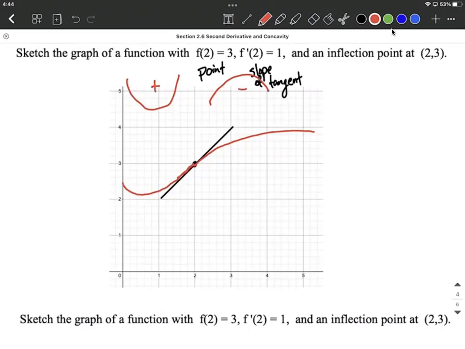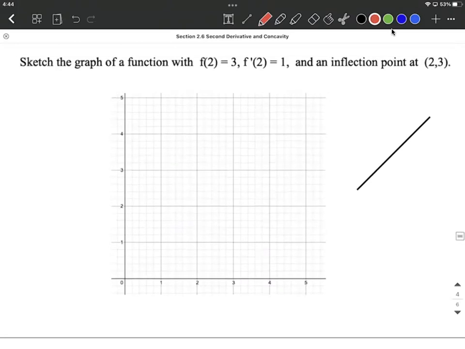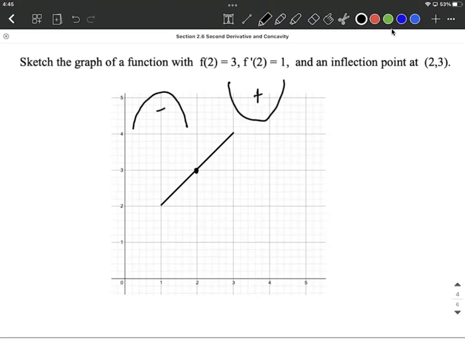However, nothing told us that the concavity was concave up and switched to concave down. So let's use that same information but switch it around. So I'm going to put that point 2, 3 on here. It's going to help out if I go ahead and sketch in the slope of the tangent line. But this time, instead of going concave up to concave down, I'm going to go concave down, switching to concave up.